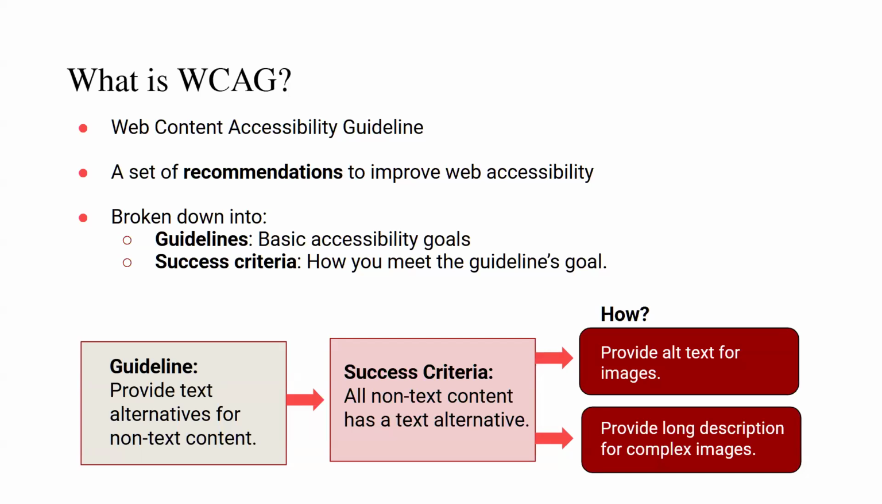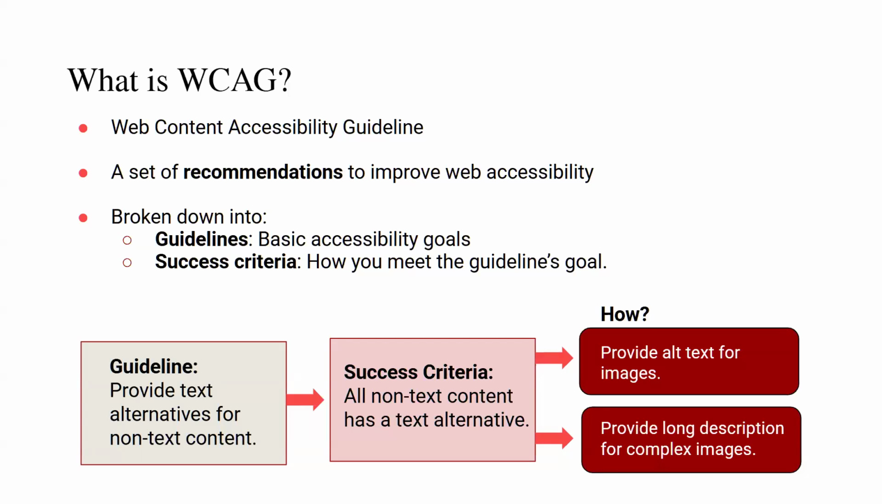The recommendations are broken down into specific guidelines, as you might imagine, and each guideline presents a goal to make web content more accessible. So for example, provide text alternatives for non-text content. Each guideline then has specific success criteria, which explain how you can meet that goal. So for providing text alternatives, one of those success criteria is all non-text content has a text alternative. And then how you do that is by providing alt text for images and long description for complex images, which we'll be talking about today.